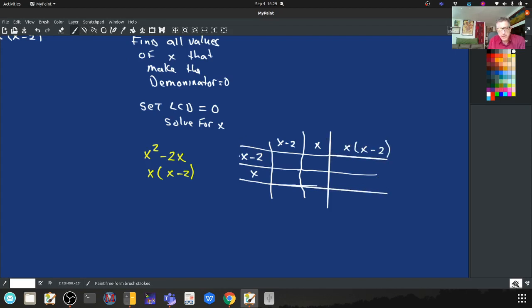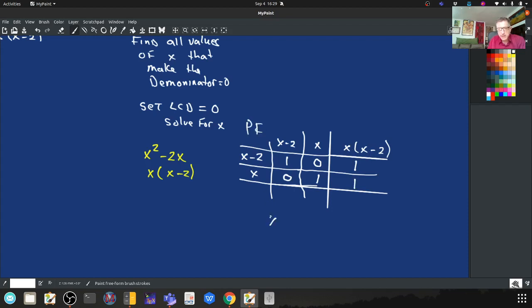So how many x minus 2 factors are in x minus 2? 1. How many x minus 2 factors are in x? 0. Factors, not how many x's, but factors. How many x minus 2 factors are in x times x minus 2? 1. How many factors of x are in x minus 2? 0. I cannot factor an x out of x minus 2. How many factors of x are in x itself? 1, of course. And how many factors of x are in x times x minus 2? 1. So these are my prime factors here.